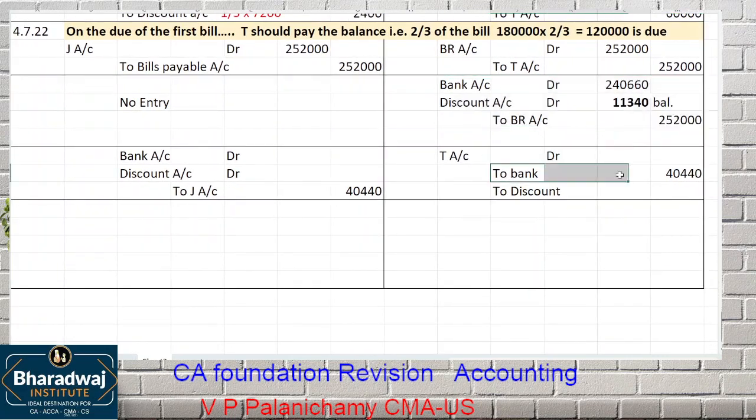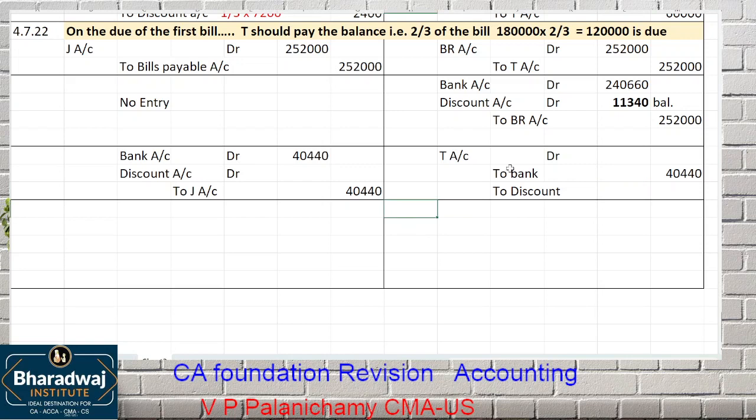Then I am sending you 40,440 now. How much of the discount should you bear? Don't take the same 2/3, 1/3. Accidentally, sometimes it may come, but it need not be the same. 7,560. Let us see. Pay attention.